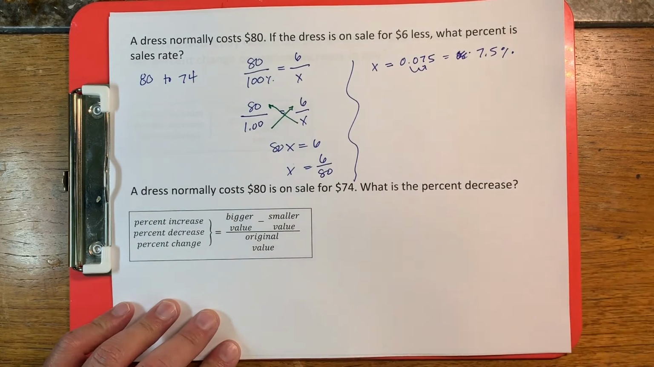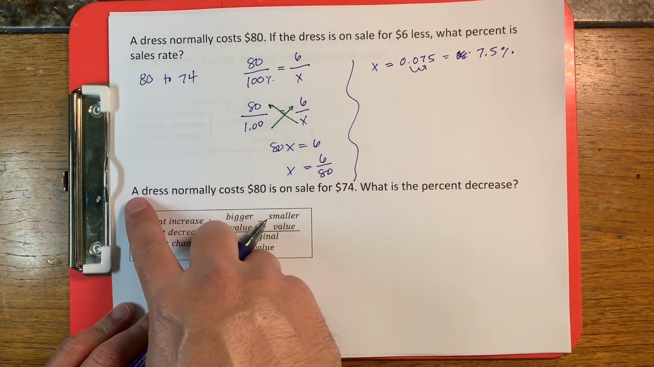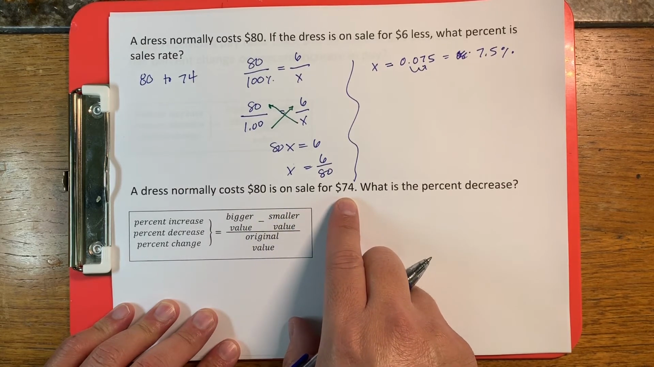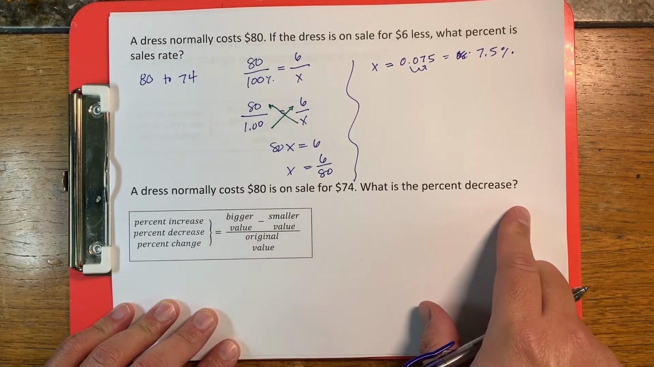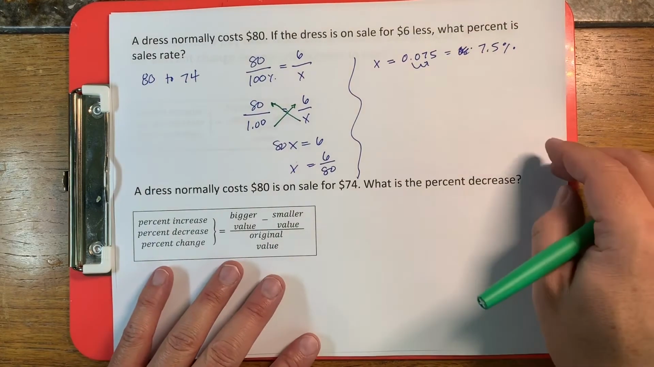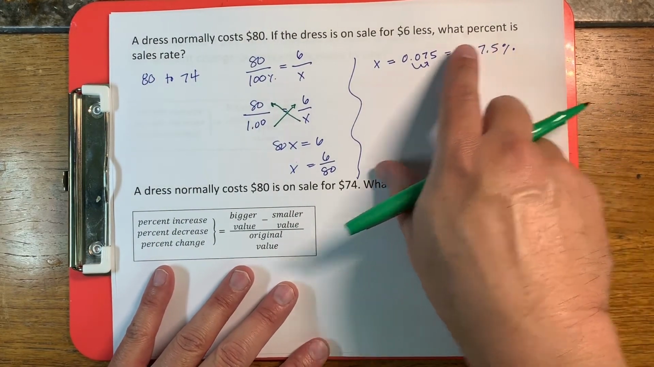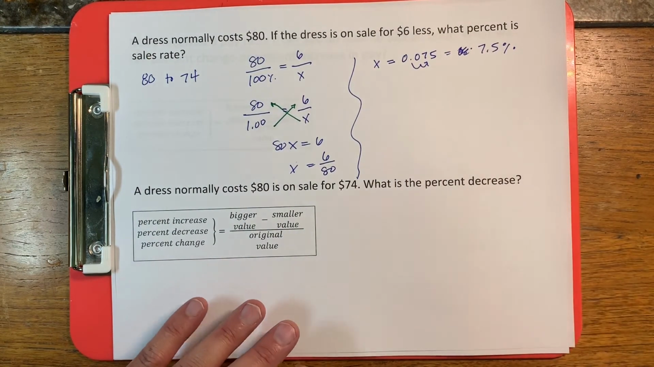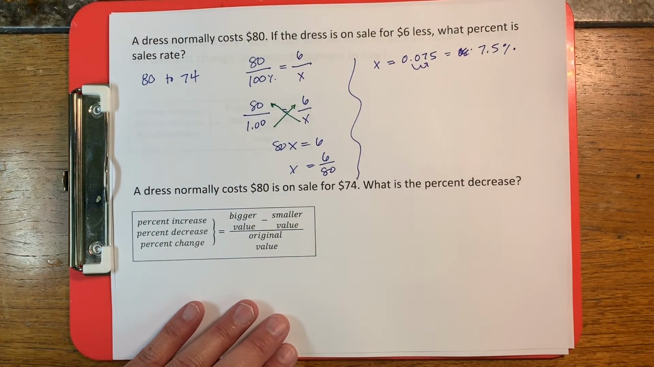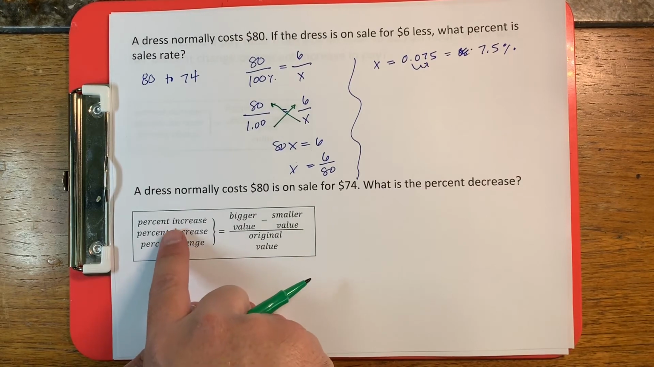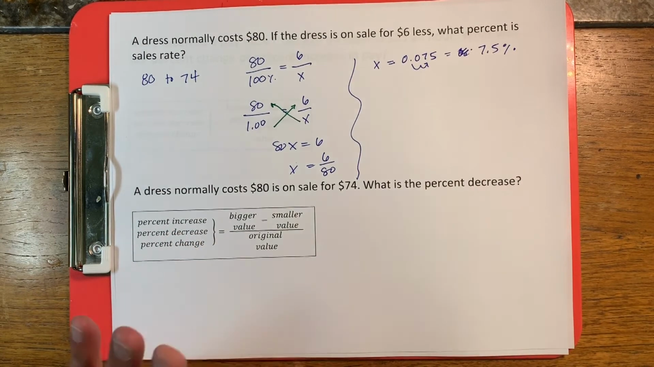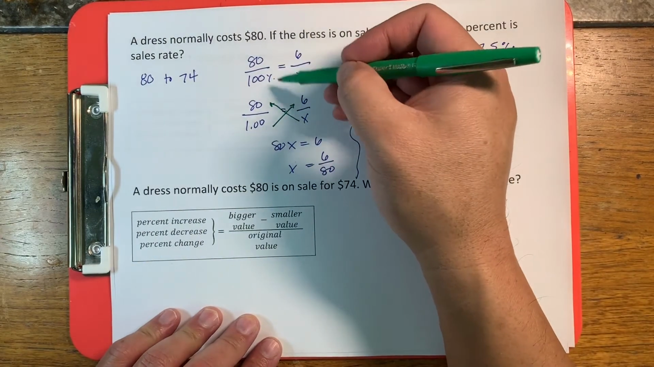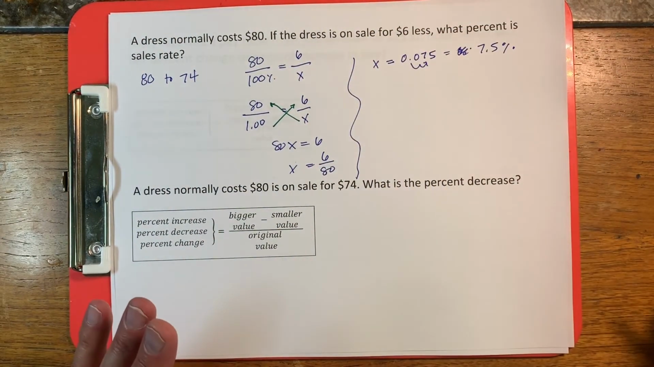Okay, now this question will ask the same question, so let's read it. A dress normally costs $80, is on sale for $74. What is the percent decrease? Now, over here, all the previous problems say, what is the sales rate or what is the percent? None of them said percent increase, percent decrease, or percent change, right? None of them use this word right here. They just said percent or they just said rate. So whenever they say percent or rate, we use this fraction is equal to the fraction technique.